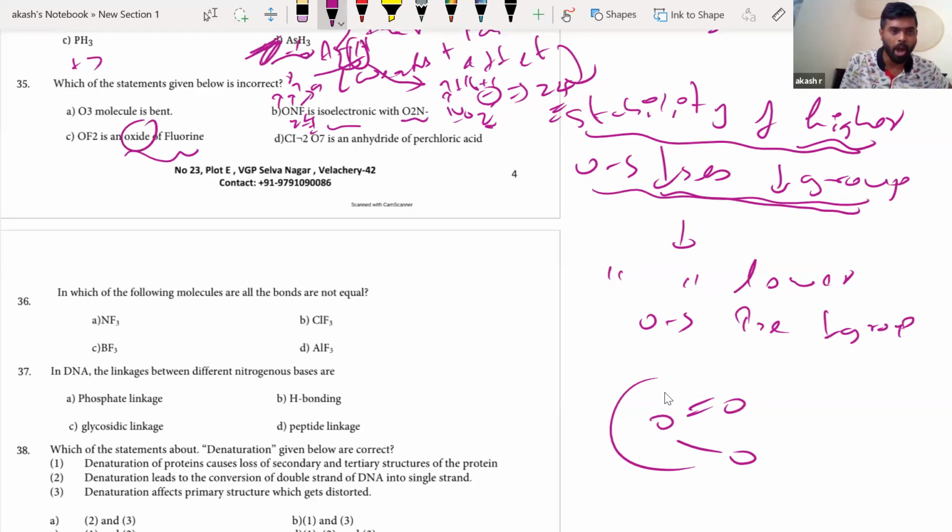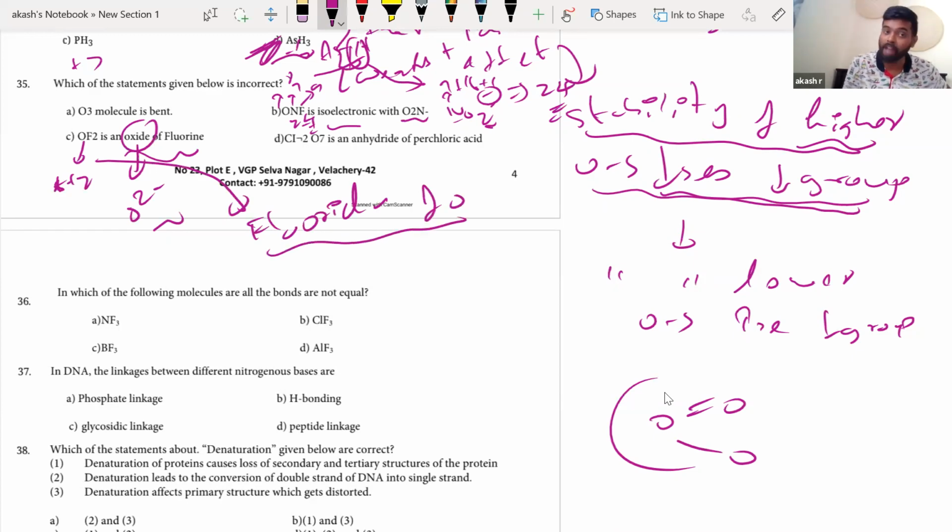Okay, OF2 is an oxide of fluorine. No, please understand, oxide means I need to have O2 minus. Now I know oxygen is in +2 oxidation state here. It's not minus. Fluorine is more electronegative. So what you can call it is a fluoride of oxygen.